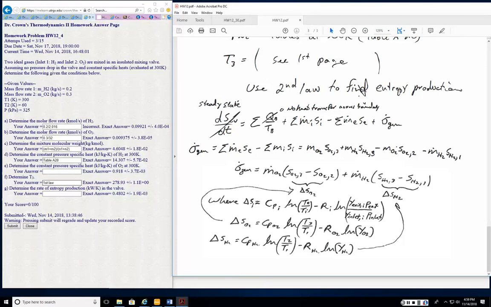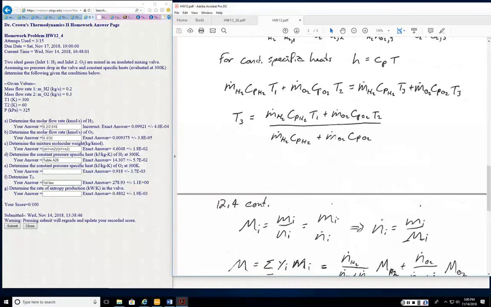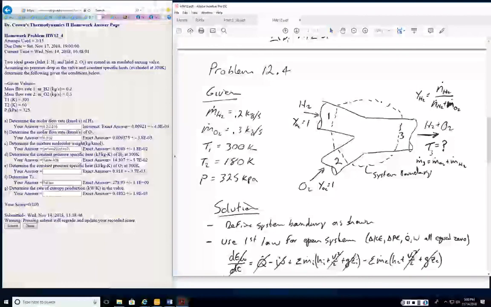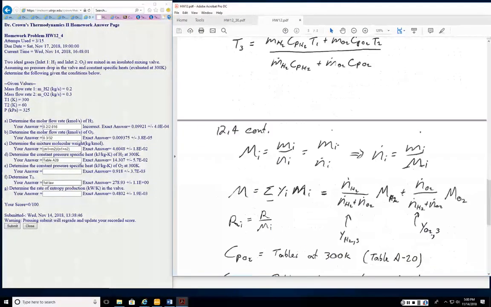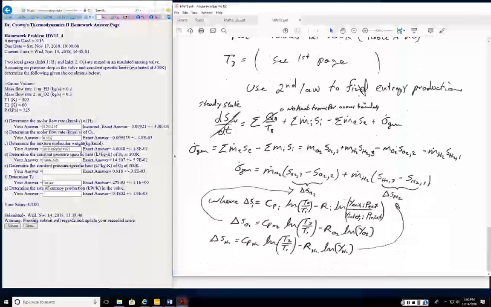But in this problem, all the pressures are the same. So this P exit over P inlet for both the oxygen and the hydrogen is going to cancel. Same pressure in all three pipes. The pressure is the same, 325 kPa here and here, and then when it comes together, it's still at 325 kPa. There's no pressure drop, in other words. So those cancel, but what doesn't cancel is that at the inlet, the mole fraction is 1, but at the exit, it's not equal to 1.